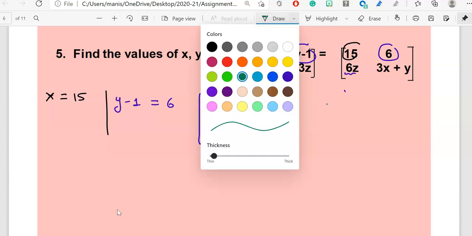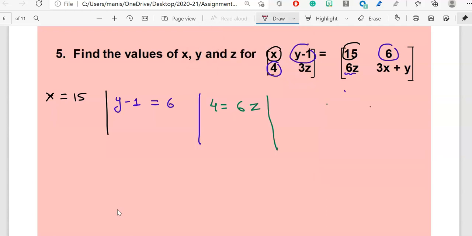And the last one over here it says 3z is equal to what? 3x plus y. So let's start from the first one. Do we have to do anything over here? No, because they have already given us the value of x, that's 15. So we just leave it like that.